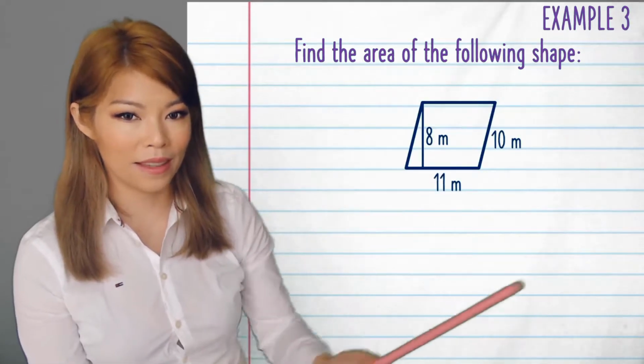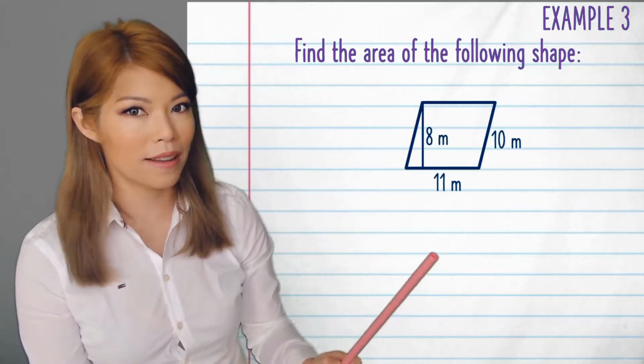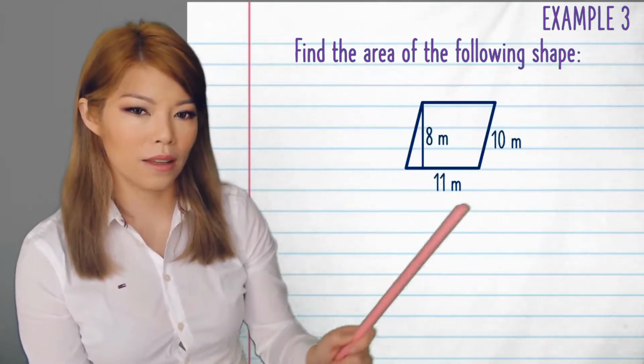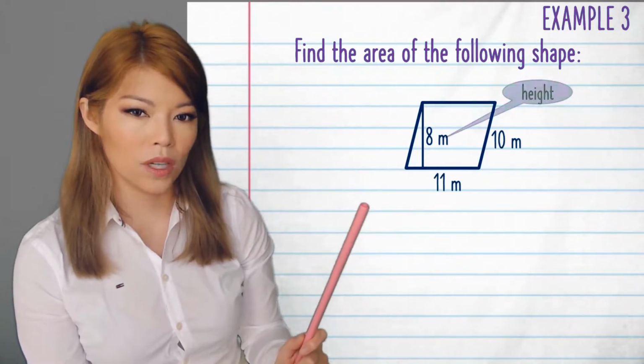Example 3. This is a parallelogram. I can never pronounce that word. Here we have 3 values, but we only really need 2. Which of these do we need?